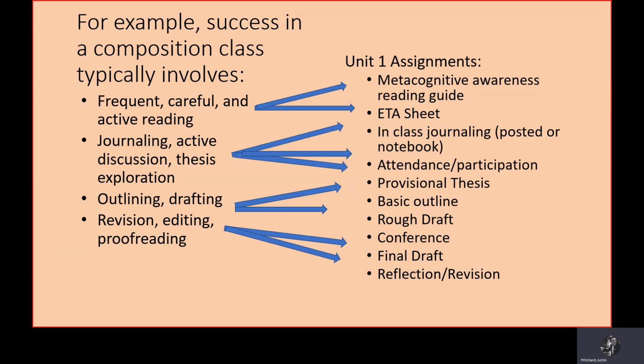Those are the qualities that we see in successful students across the board. So in our composition classroom, we might choose to prioritize these things: frequent, careful, and active reading, journaling, active discussion, thesis exploration, outlining and drafting, revision, editing, and proofreading. If those are what a strong writer typically needs to do, then we can make sure that we have backwards-designed assignments that cross those qualities off the list, or that allow students to meet those standards.